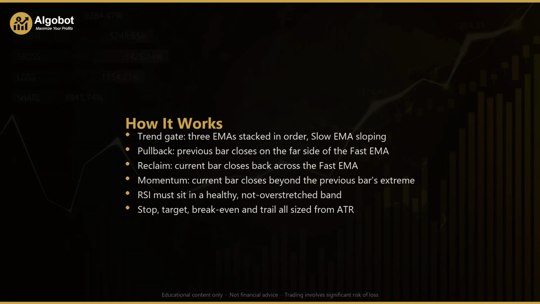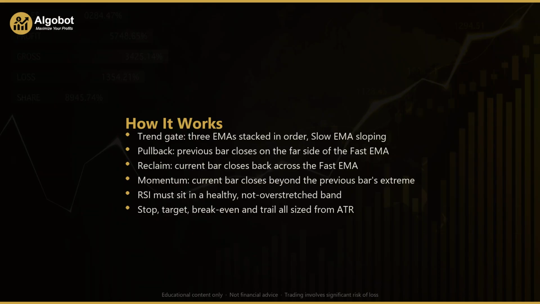Everything the strategy evaluates happens on the close of a bar, so it never acts on a half-formed candle. First comes the trend gate, the gradient stack. For a long setup, the fast-moving average must sit above the middle one, and the middle above the slow one, so the three are cleanly stacked in bullish order. On top of that, the slow-moving average must be higher than it was a few bars earlier, confirming the trend is genuinely rising. For a short setup, everything mirrors, the fast below the middle below the slow, and the slow sloping downward. If the stack is not clean, the strategy simply waits.